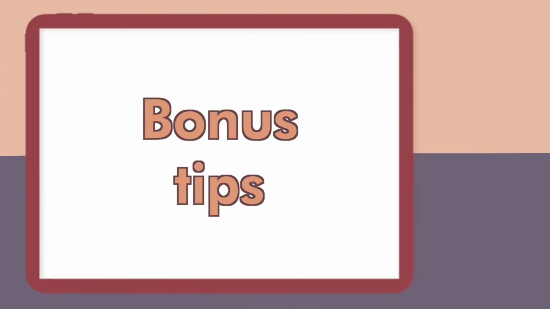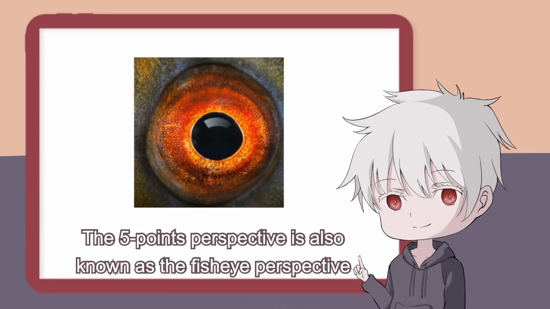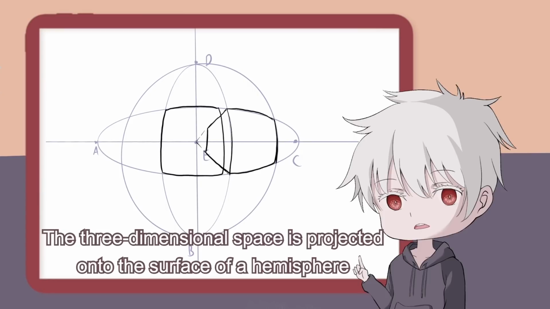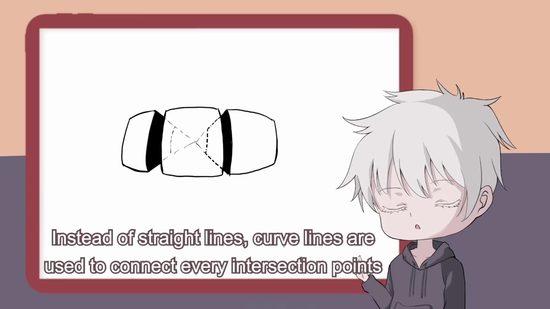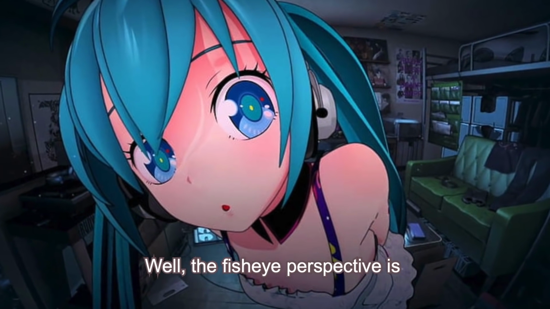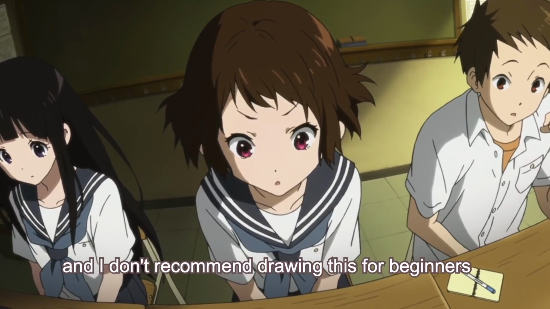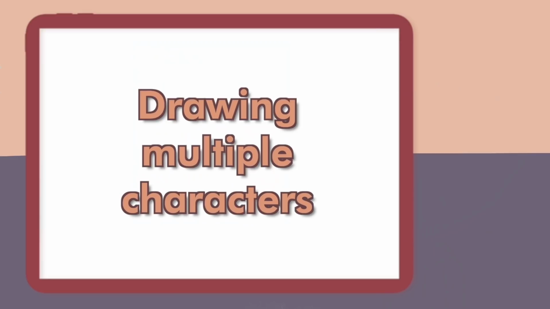Bonus tips! The 5 points perspective is also known as the fisheye perspective. The three-dimensional space is projected onto the surface of a hemisphere. Instead of straight lines, curved lines are used to connect every intersection point. Well, the fisheye perspective is extremely difficult to master, and I don't recommend drawing this for beginners, unless you really like to draw characters that are about to go insane.